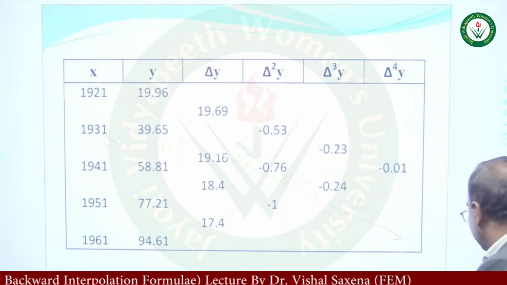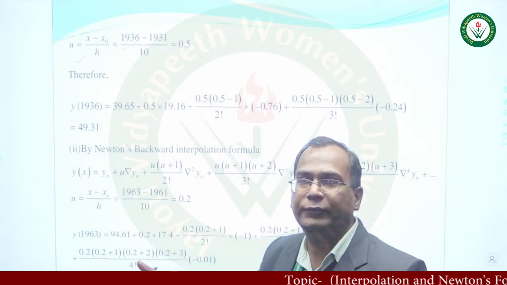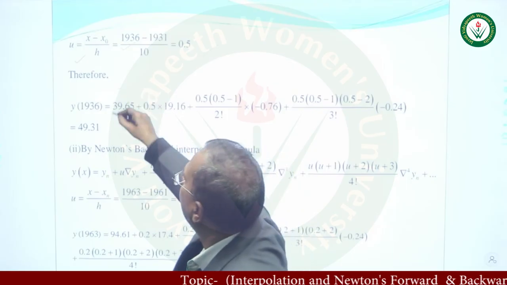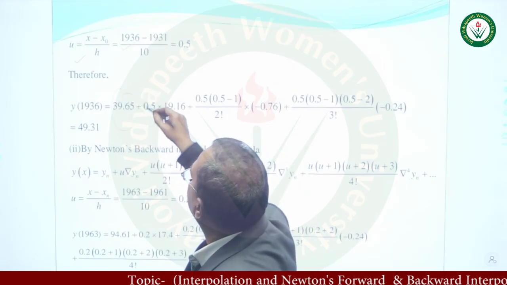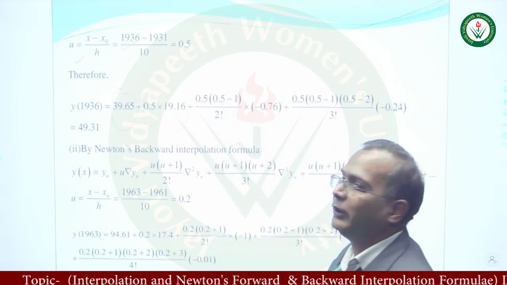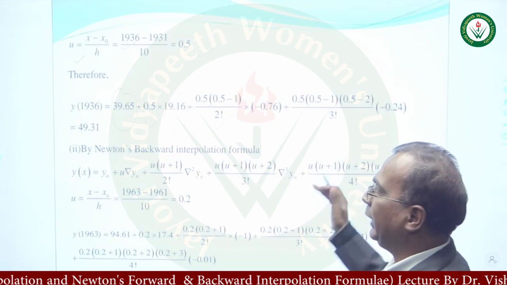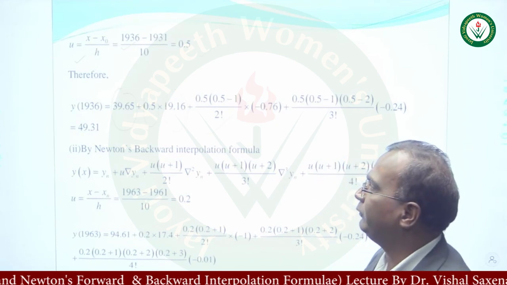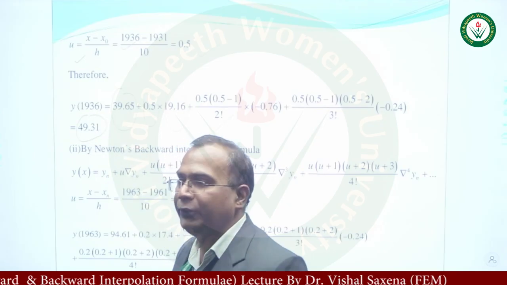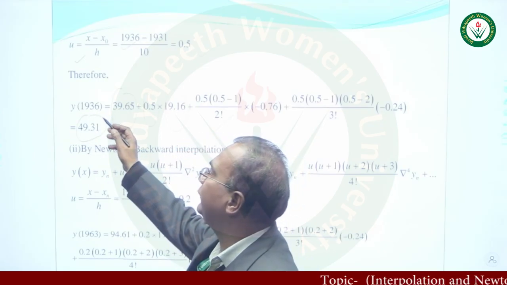In the next slide, we have to put in the formula of Newton's Gregory forward interpolation formula, like it is here: y naught plus u into del y naught, then u into u minus 1 upon factorial 2 into del square y naught, and so on. Ultimately when we solve this, we will get the value 49.31, and this is the value of function y at 1936.